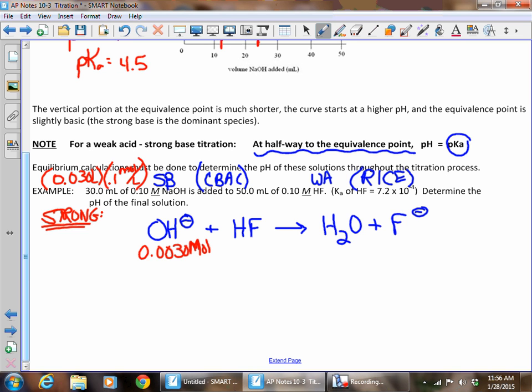And for our number of moles of HF, we've got 0.050 liters times 0.10 moles per liter, which is going to give us 0.005 moles of HF. Of course, we don't care about water because it's a liquid. So that's what we get before we react it. And we've got the least amount of hydroxide, so it's going to completely react.